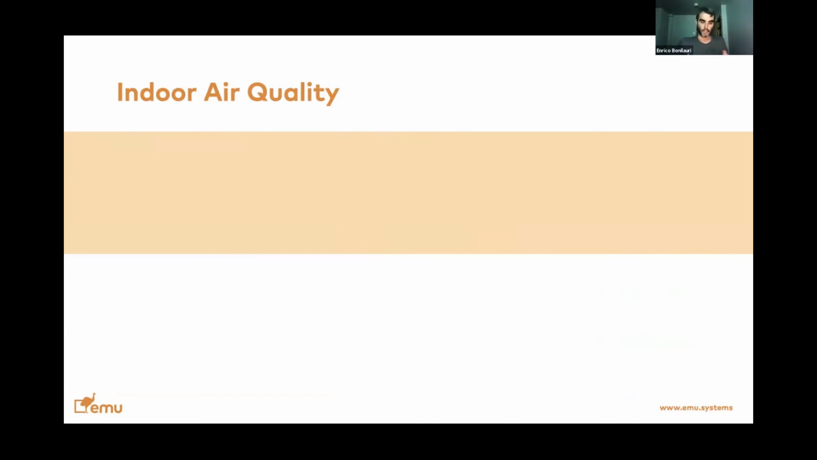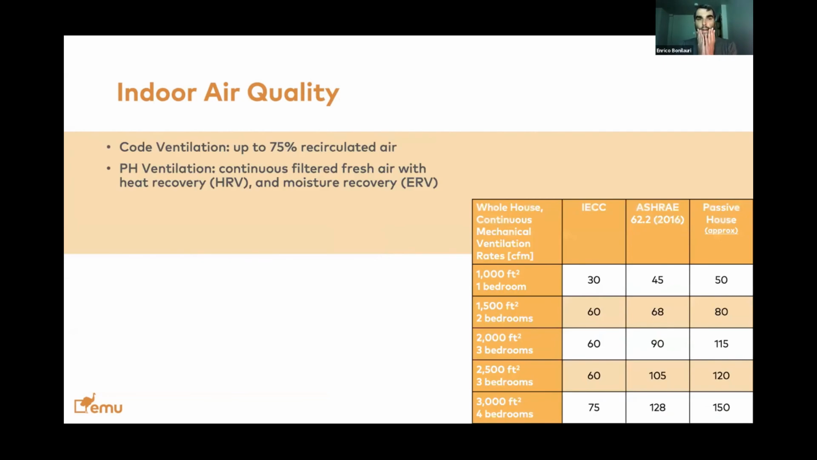Indoor air quality these days is extremely talked about, and it's something that is very much addressed in passive house. Code allows, talking about the IRC, International Residential Code, as well as ASHRAE 62.2, up to 75% of air being recirculated. So over a 4-hour period, you can pass code with just 1 hour of fresh air and 3 hours of stale air. That is extremely bad for indoor air quality.